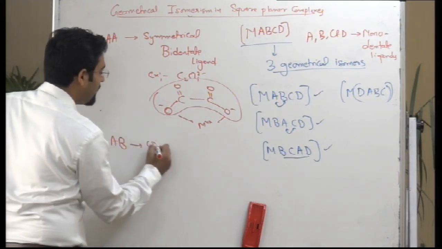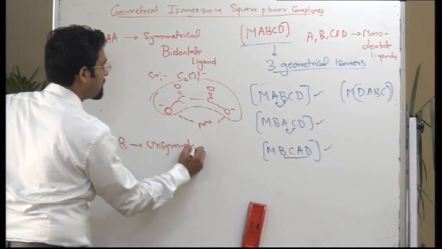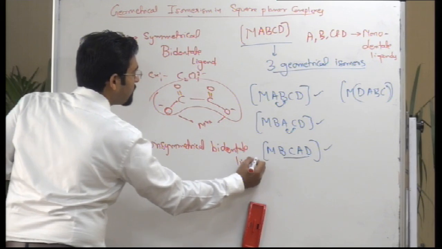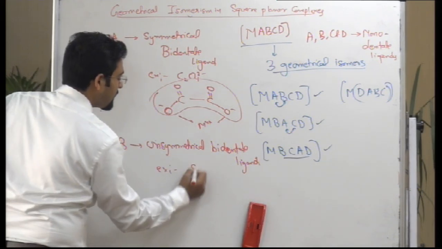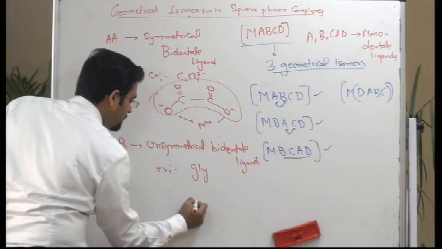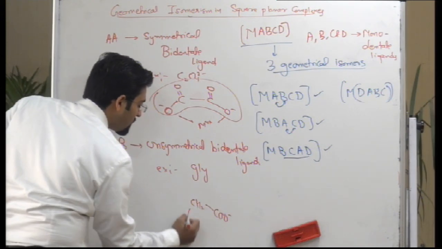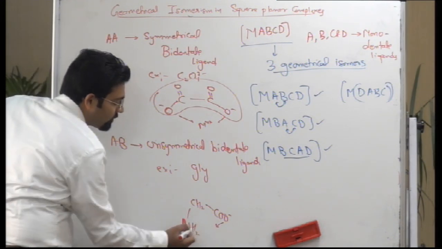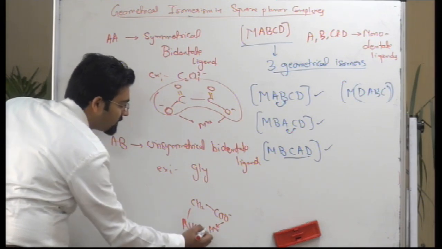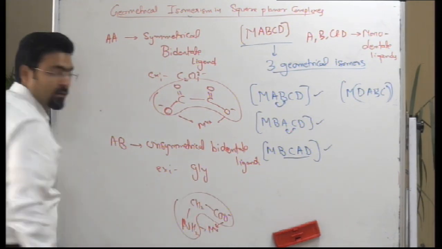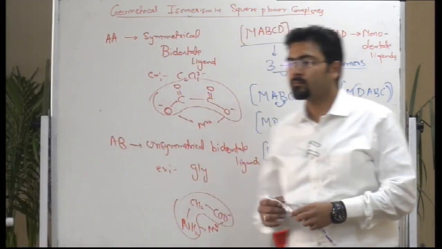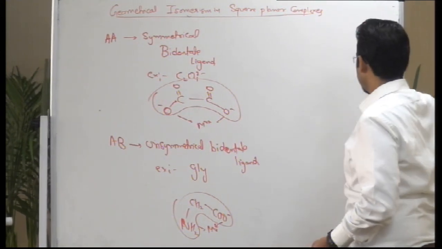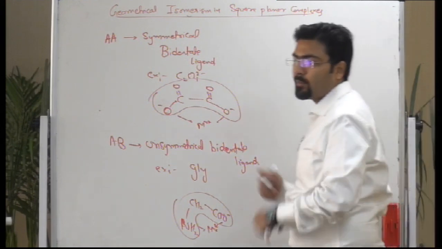AB represents an unsymmetrical bidentate ligand. For example, glycinato, NH2CH2CO minus. So one bond to the metal ion will be formed from the CO minus, another from the NH2. So this is an unsymmetrical bidentate ligand. Got it?